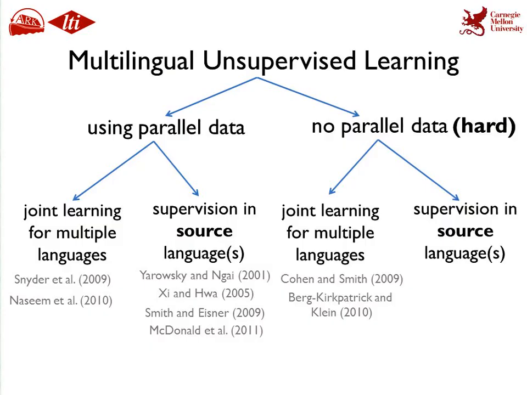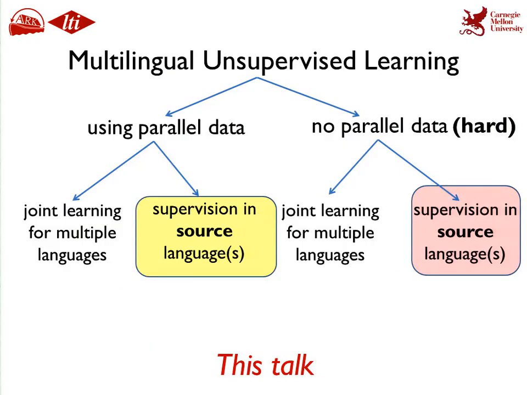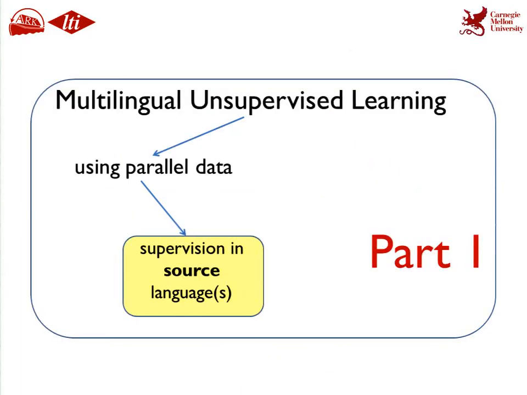And there has been a lot of work in this entire domain of multilingual unsupervised learning. Today I'll focus on the second and fourth type of research in this slide, assuming that there is supervision in some source languages, and with or without parallel data, our goal is to learn linguistic structure for a target language. In the beginning, I'll focus on the assumption of parallel data, and with that we want to find structures for a target language.